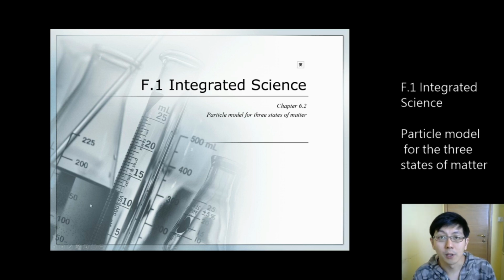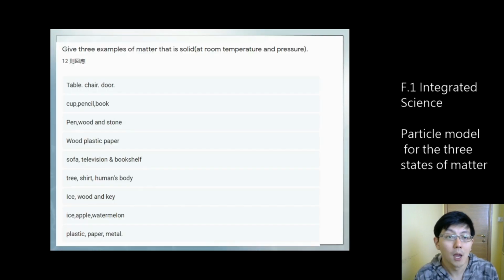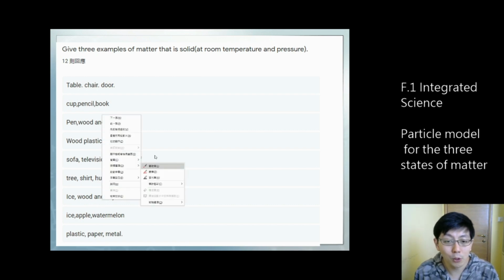Next, we go to chapter 6.2, a particle model of the three states of matter. Previously, I asked you these questions in the Google form. Give me some examples of matter that is solid, liquid, or gas. And most of you did a good job. You gave me good examples.